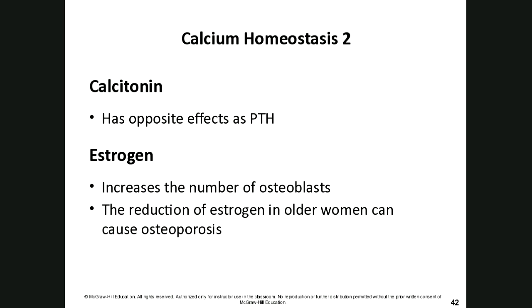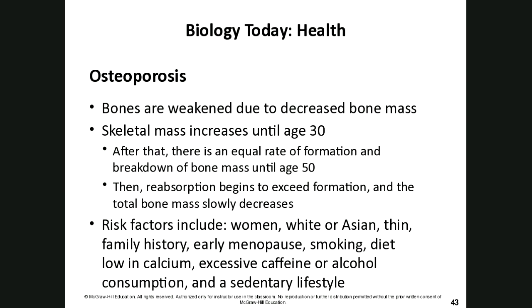So as a result, if more osteoblasts are released, then we have more bone building activity, so we're going to have more bone building made. But as you get older, especially as an older woman going through menopause, it reduces the amount of estrogen, and that can lead to osteoporosis. Osteoporosis is a condition where the bones are weakened due to a decreased bone mass.